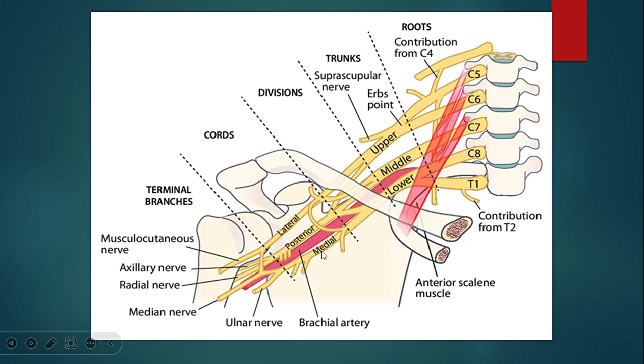apart from that, you have the ulnar nerve, and those will be the branchings from the medial chord, as we'll discuss in the other video when we talk of the muscles, the blood supply or arteries of the limb, the upper limb.